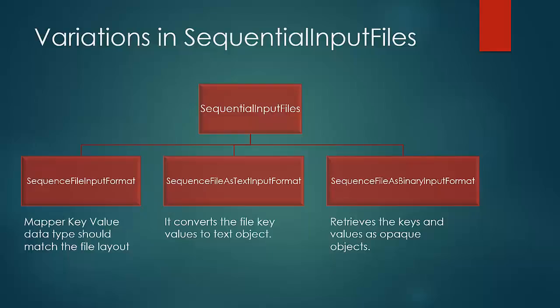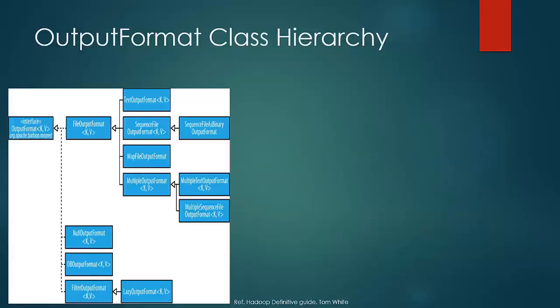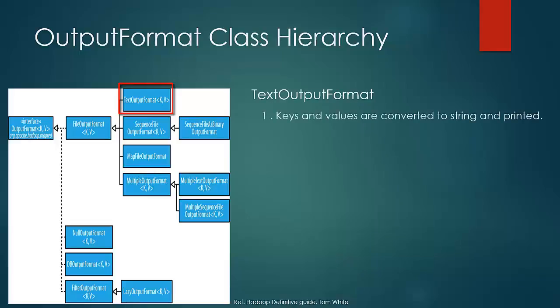Now let us look at the output formats. The output formats decide how the data would be written to the file. First is the TextOutputFormat. This is the default output format as well. In this, the keys and values are converted to strings.